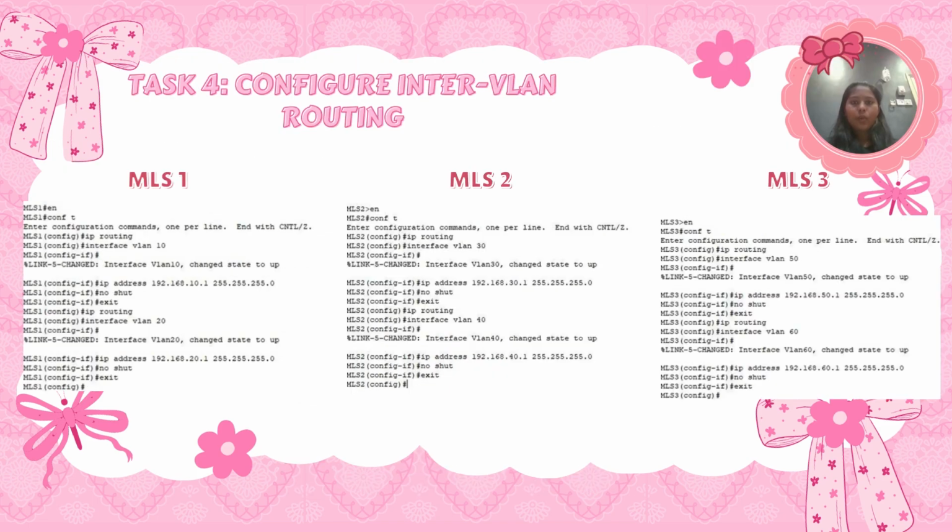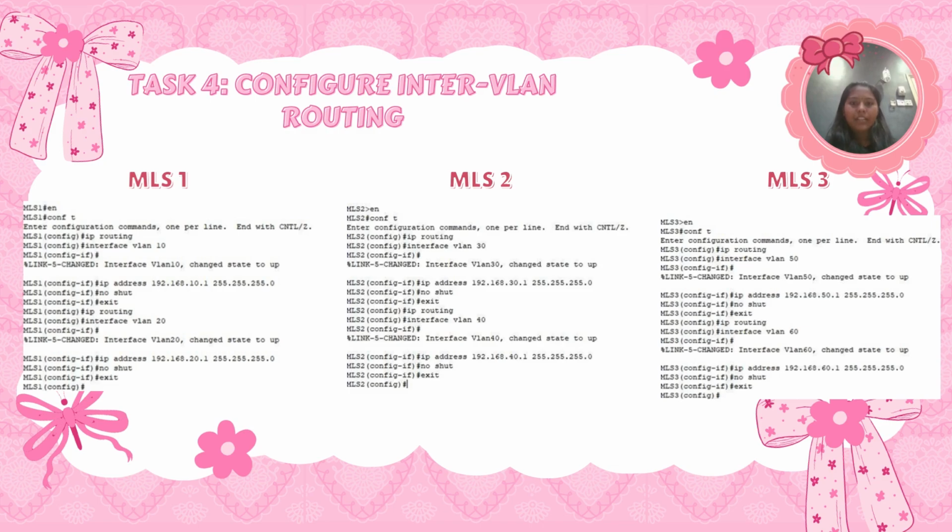Task 4 is configure inter-VLAN routing. First, for multi-layer switch 1, we have two interfaces, VLAN 10 and VLAN 20. For VLAN 10, we configured the IP address 192.168.10.1 with the default subnet mask, and for VLAN 20 it is 192.168.20.1. And for multi-layer switch 2, we have VLAN 30 and VLAN 40.